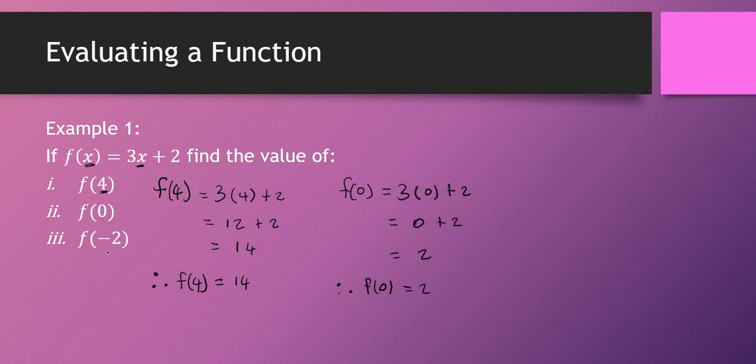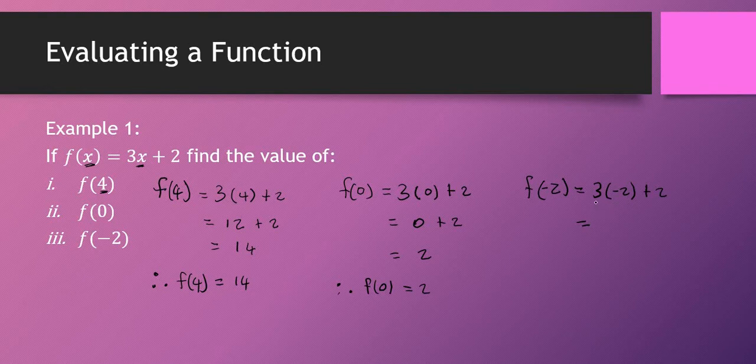For part 3, we are asked to find f of negative 2. Principle remains the same, still substitution. This is now saying that x is equal to negative 2. So it's going to be 3, open bracket, negative 2, plus 2. And then all you need to do is to simplify. But be careful when you multiply negative numbers.